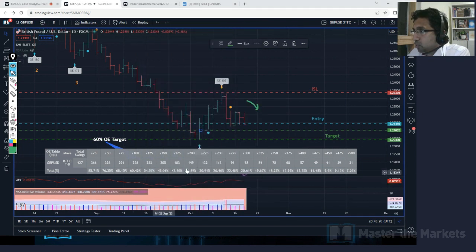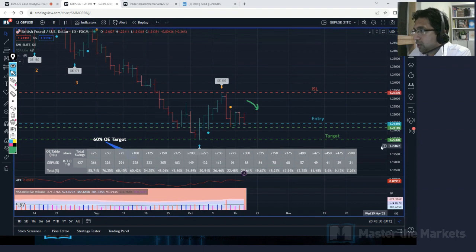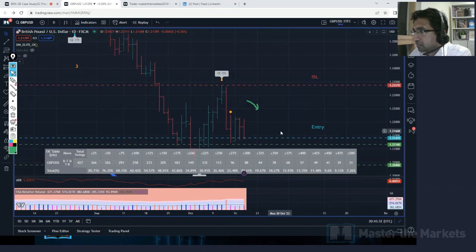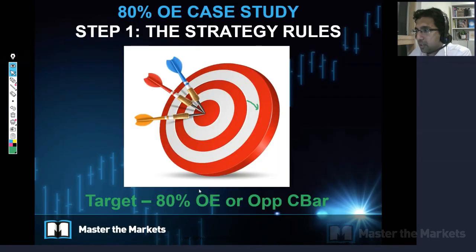Okay, 1.2116. Is it not, traders? Yeah. So 1.2116. I'm looking at, and there you go. So we got that one there, right? So quite a close target over here is what we got.